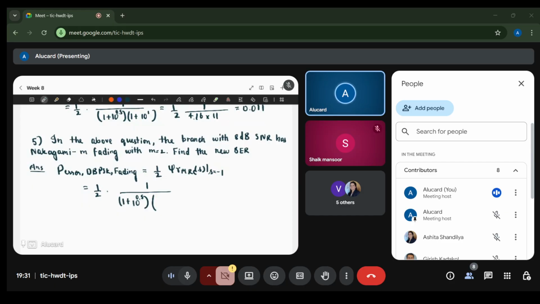The change happens in the second term, which is Nakagami M fading. The change is, so it's 1 plus gamma divided by 2 whole square, since M is equal to 2. So it gets multiplied by a factor of M, and the SNR gets divided by a factor of M.